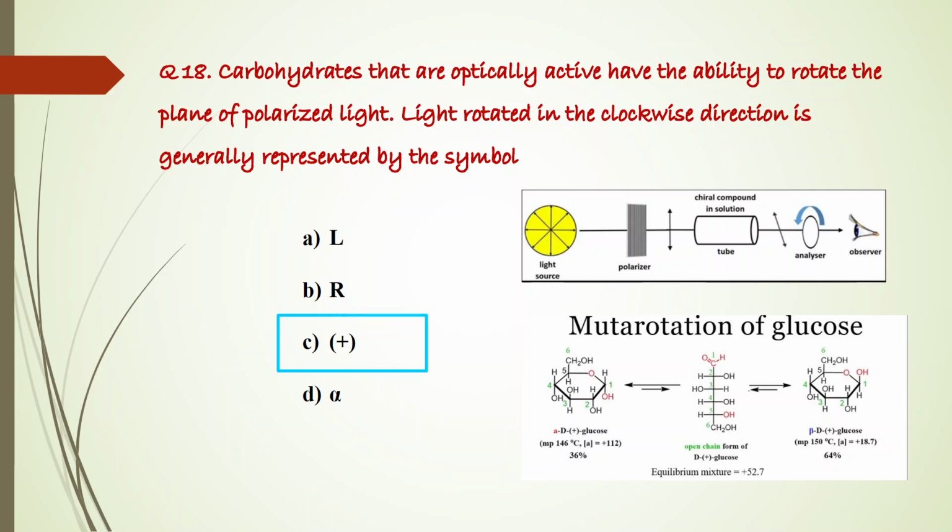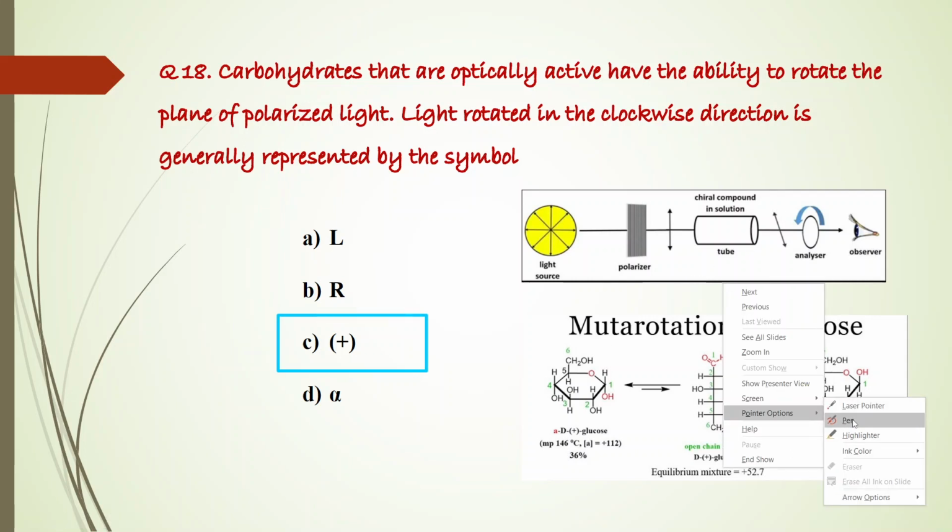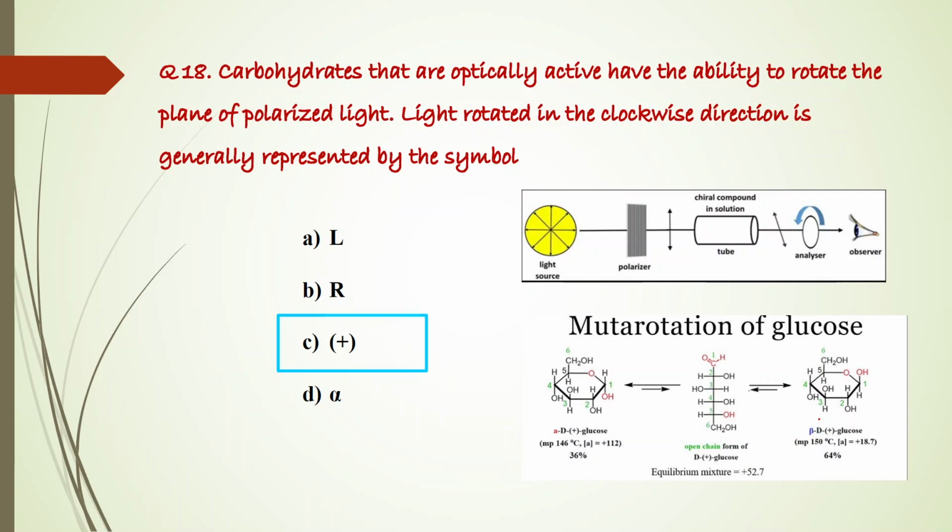Now among these two structures, this one is your beta and this one is your alpha. You can already see the alpha glucose is present at 36% and the beta form is present at 64%. Why so? To understand that, you need to go back to the chair form of the glucose.